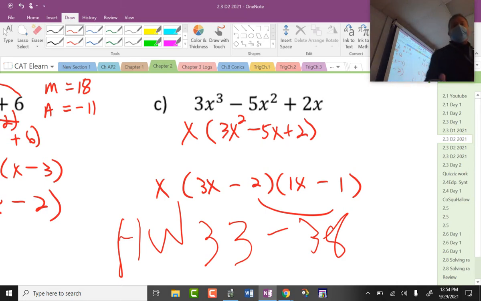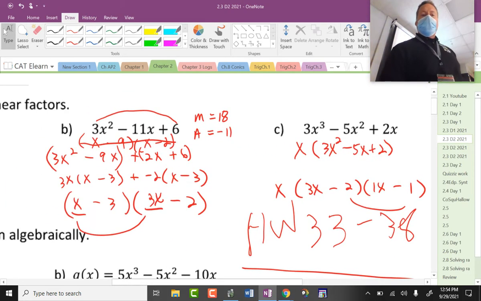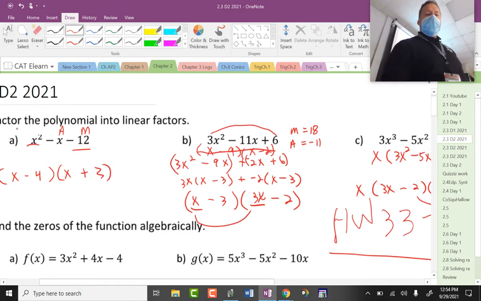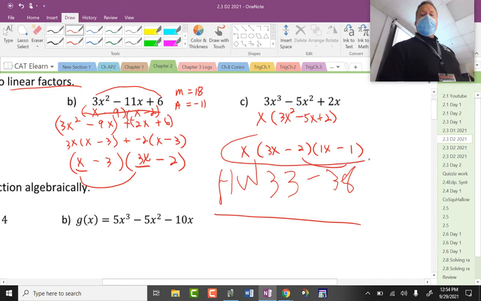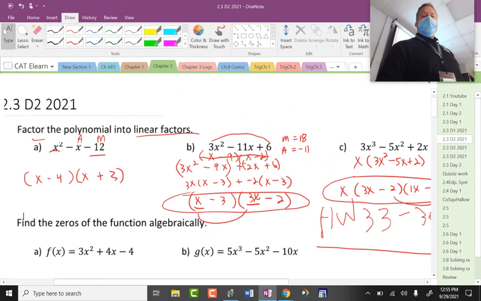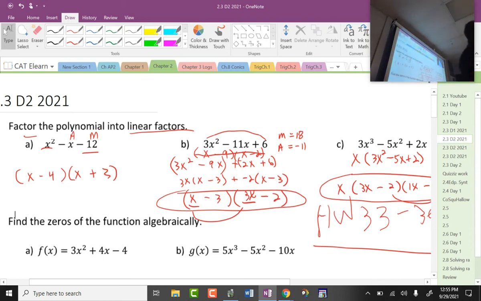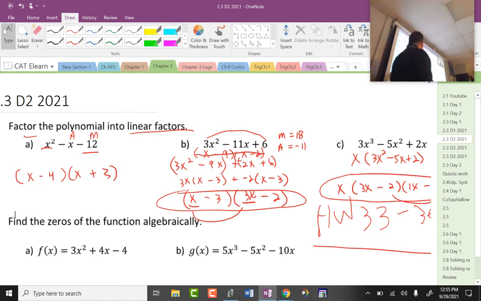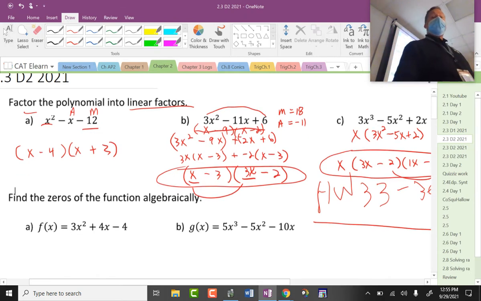Good FOILers, good factorers. Notice this section just says factor and put it in linear factors. It doesn't say solve. First of all, what's missing? For this to be a solve, there is no what kind of sign? There's no equals. I get people that go the next step and say, for over here, x equals negative 3 and x equals 4. This is not a solve. This is factoring. So get that separated in your brain.